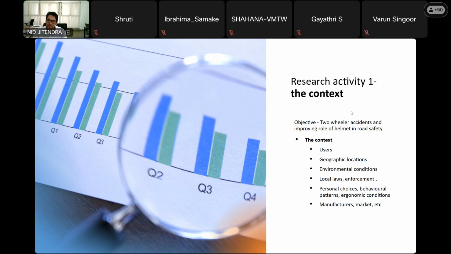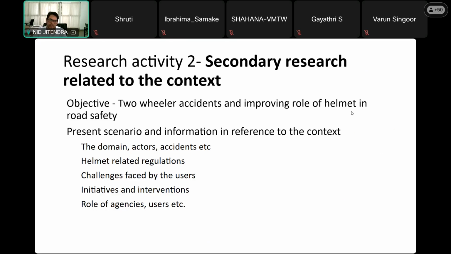Okay. So that is going to be your context. Then you'll try to understand the objective, like two-wheelers, accidents and improving role of helmet. And you will try to understand the scenario and information in reference to the context.